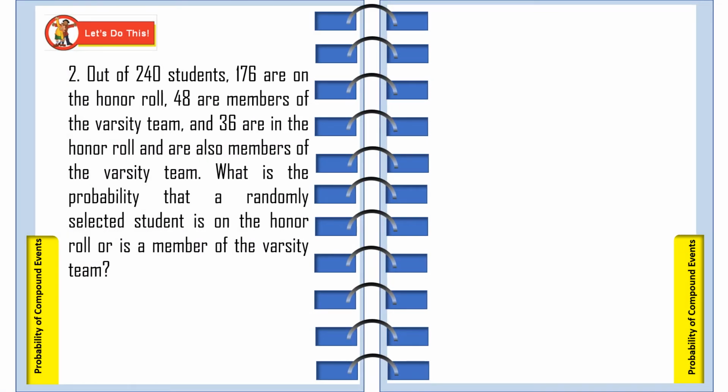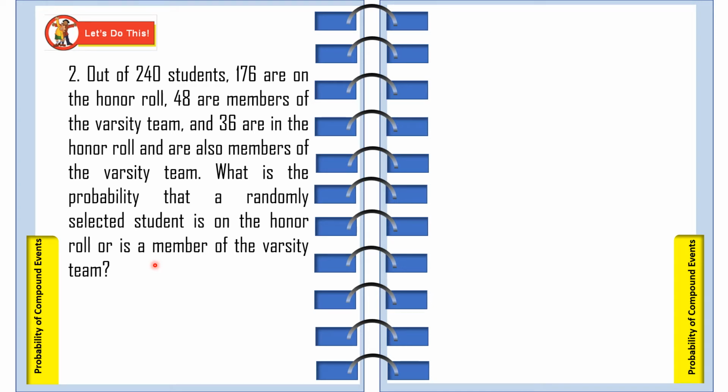Okay, let's have question number 2. Out of 240 students, 176 are on the honor roll. 48 are members of the varsity team, and 36 are in the honor roll and are also members of the varsity team. What is the probability that a randomly selected student is on the honor roll or is a member of the varsity team? Ito na. Yung problem natin about students.